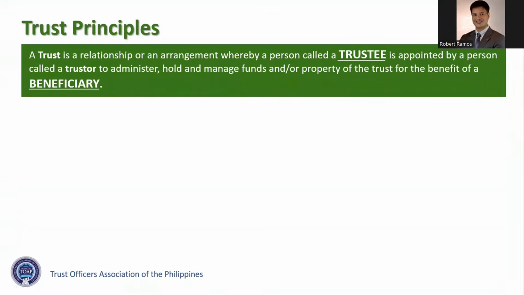Effectively, a trust is a relationship or an arrangement wherein a person called the trustee is appointed by a person called the trustor. So the trustor hires the trustee to administer, hold, and manage funds and/or property of the trust for the benefit of a selected beneficiary.